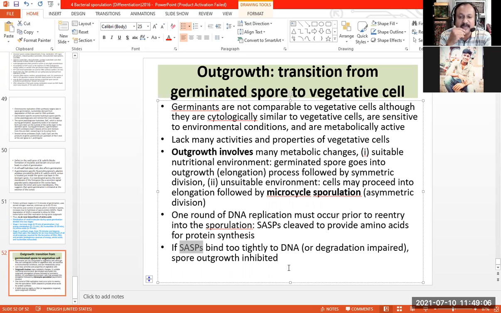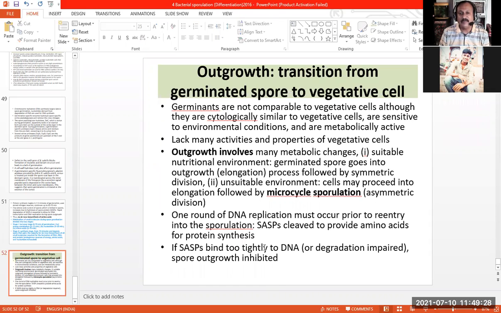And if there is any kind of a mutation or any abnormality in the SASPs, and therefore the SASPs cannot come off the DNA easily, then there will be a problem for the spore to germinate and form the vegetative cell.